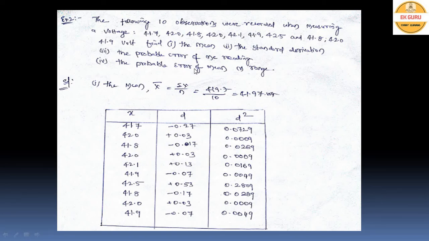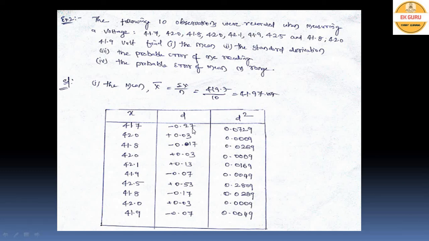In order to calculate the probable error, we have to calculate everything, starting from the arithmetic mean. The arithmetic mean is the sum of the readings divided by the number of readings, which is equal to 41.97 volts. We sum all the readings and divide by 10. Then the deviation is the difference from the arithmetic mean. So d1 is equal to x1 minus 41.97. Here x1 is 41.7, so d1 is equal to 41.7 minus 41.97.